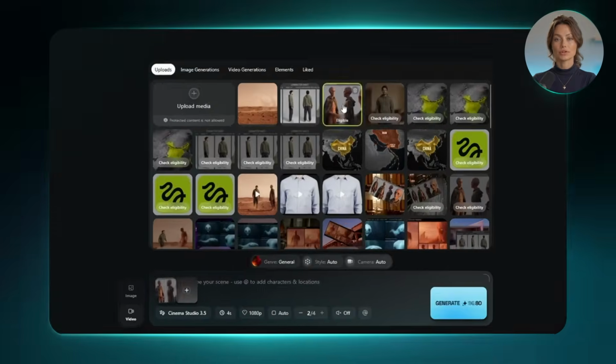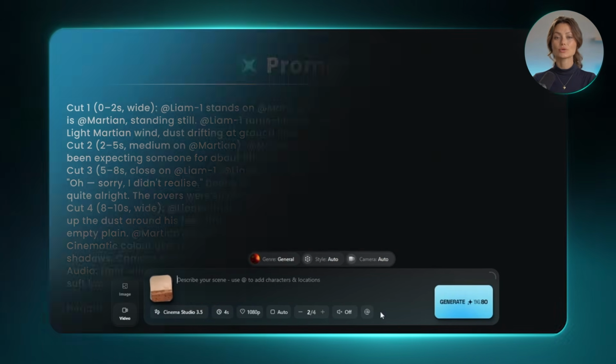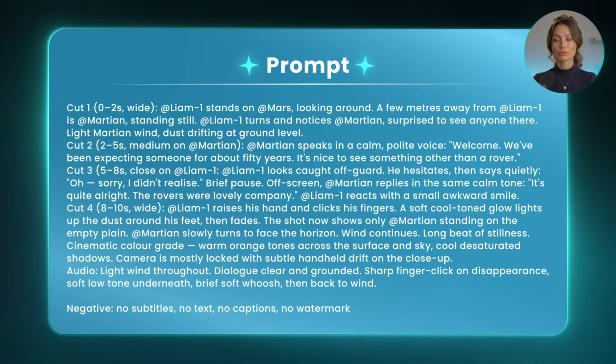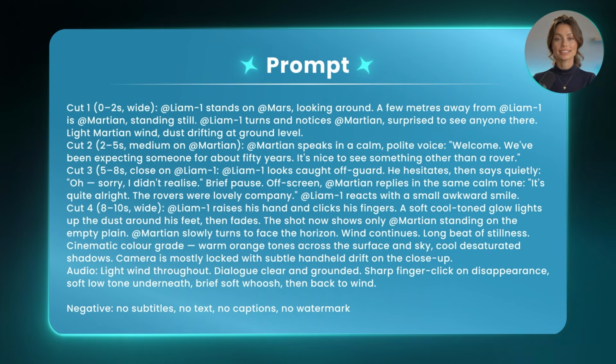Now let's get into the actual scenes, starting with Liam landing on Mars. The process is simple. We're going to upload the Mars keyframe with Liam and the Martian. Then we'll move on to our motion prompt. This is where we tag the characters and the location with the @ symbol, exactly like we did when we built the keyframe. The rest of the prompt is just describing the action, dialogue, and sound design. And the generation we get is doing something most AI video tools still can't do cleanly.